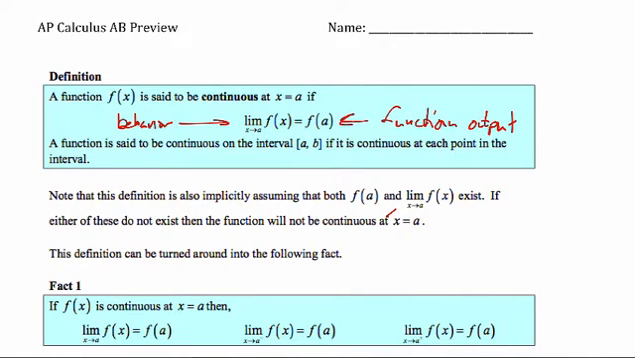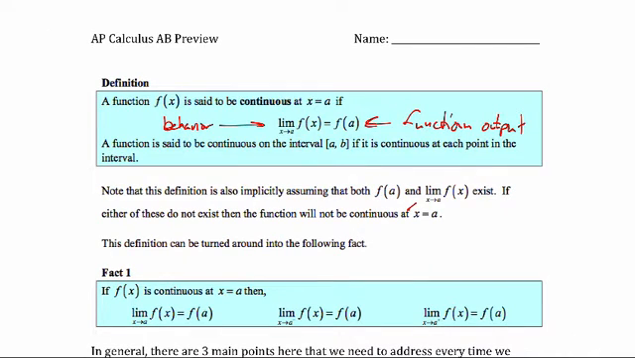Now, a function is said to be continuous on an interval a to b if it is continuous at each point on the interval, every single one. Now, note that this definition is also implicitly assuming that both f of a and the limit as x approaches a of that function exist. If either of these do not exist, then it's not continuous.